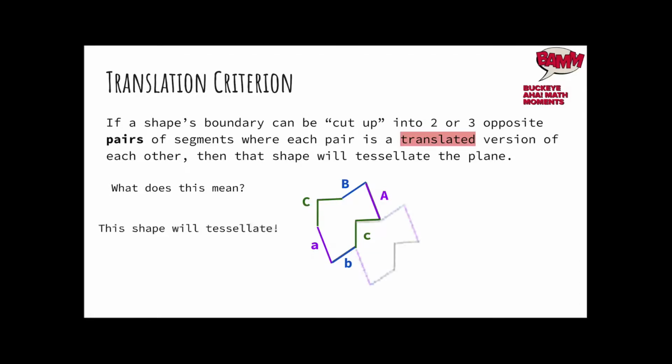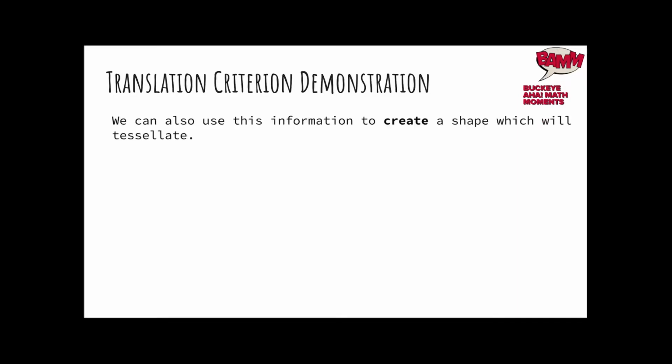We can put a copy over here and notice that those corners fit in nicely. We can put a copy above to fill in that space and another copy. Hopefully you're starting to see that yes, this shape will tessellate. In that previous example, we had a shape and we checked to see if it fit the translation criterion. But we can also use the criteria to create a shape which will tessellate.